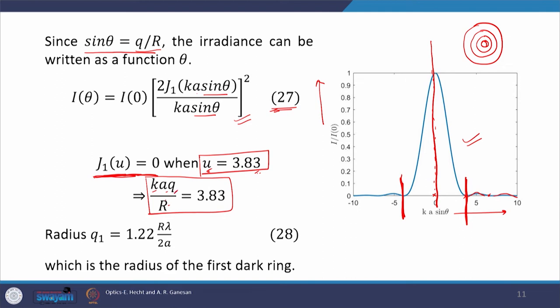Let us designate the radius of the first dark ring by q1. Then q1 would be equal to 1.22 R lambda by 2a, and q1 would be the radius of the first dark ring in the circular aperture diffraction pattern. It is a very important relation, equation number 28, q1 is equal to 1.22 R lambda by 2a, where 2a is the diameter of the circular aperture.